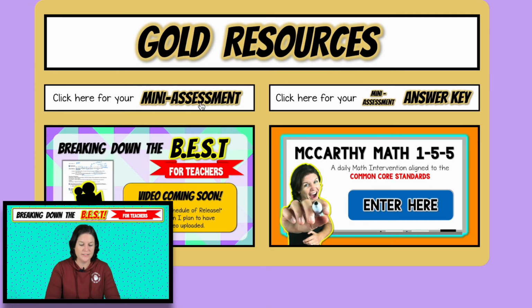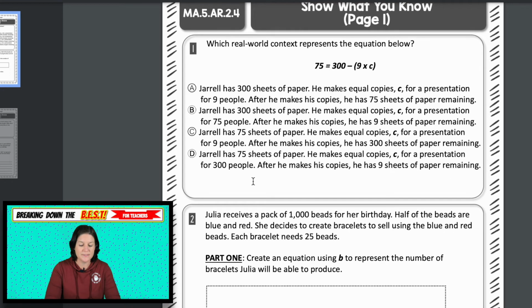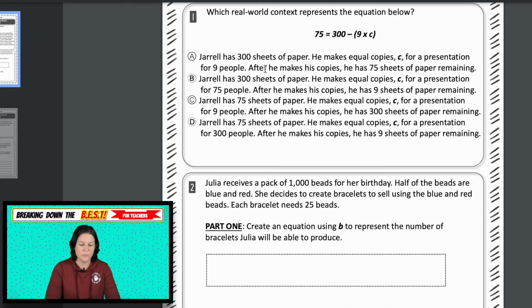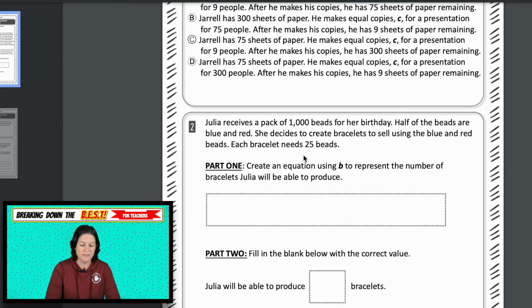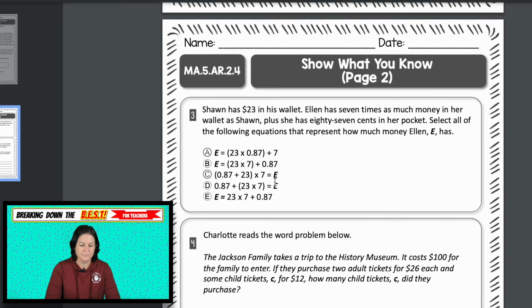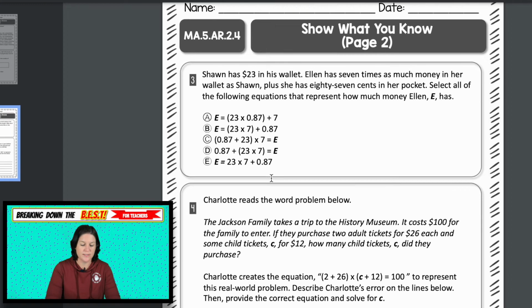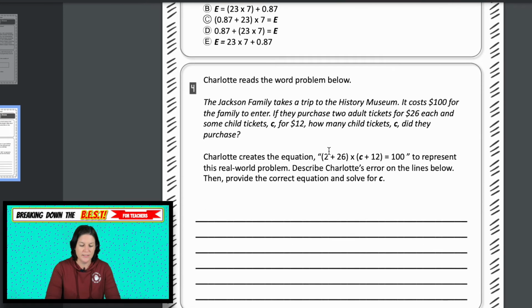You have, in addition to the bronze and the silver resources, you also have a mini assessment. Here's an equation. Which scenario matches that? Here's a scenario. Write an equation. What does B represent? Here's a scenario. Look at these variety of equations. So it's a multi-select problem, and then another one.